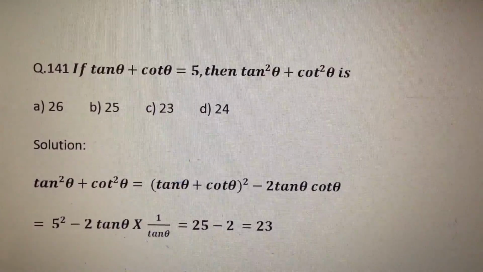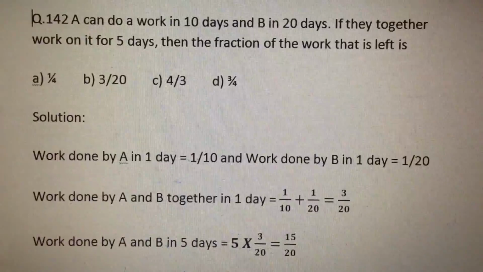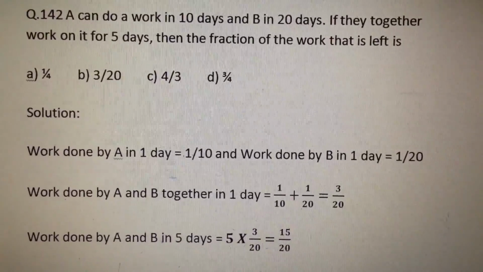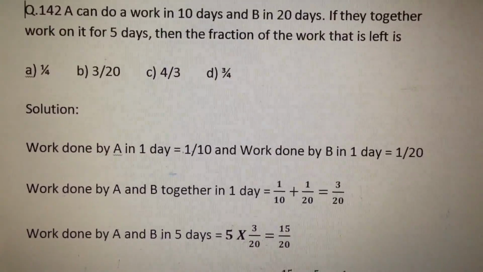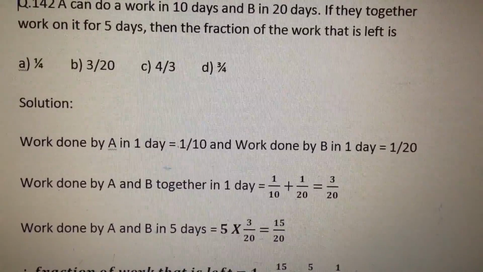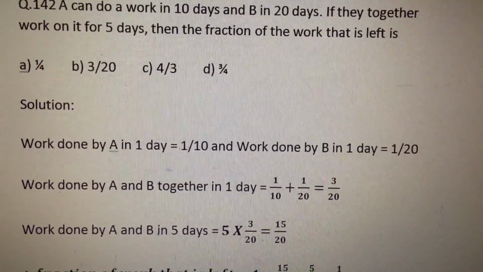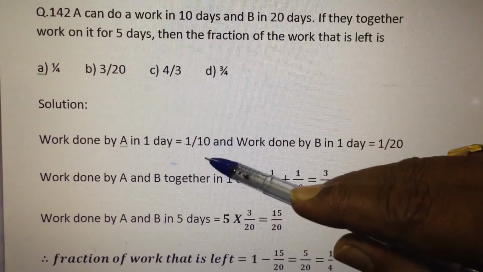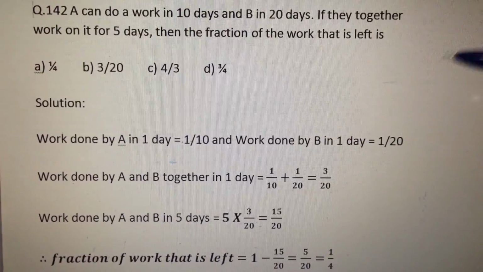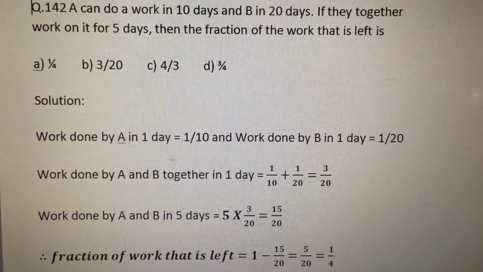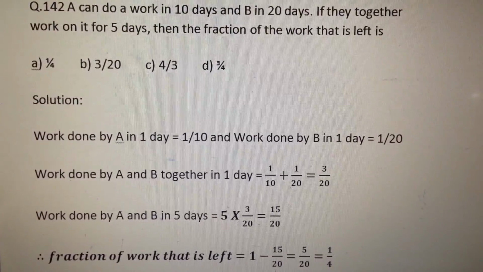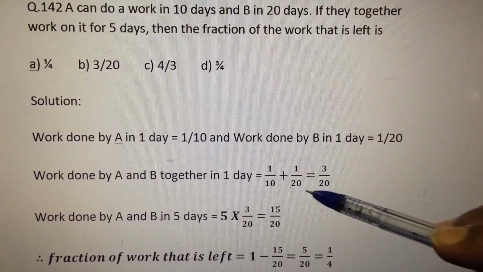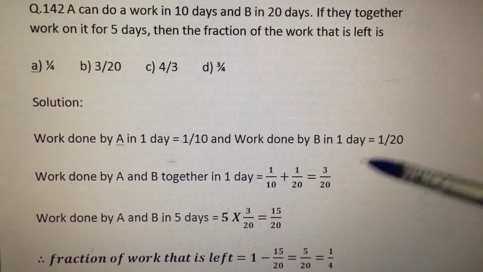Okay, let us go to the next question. Question number 142. A can do a work in 10 days and B in 20 days. If they together work for 5 days, then the fraction of the work that is left is. Here work done by A in 1 day is 1 by 10 and work done by B in 1 day is 1 by 20. Therefore, together in 1 day they can do 1 by 10 plus 1 by 20, which is equal to 3 by 20th of the work.